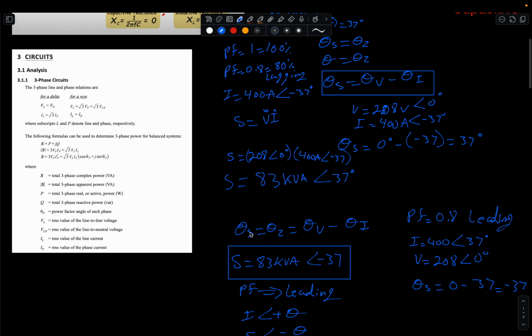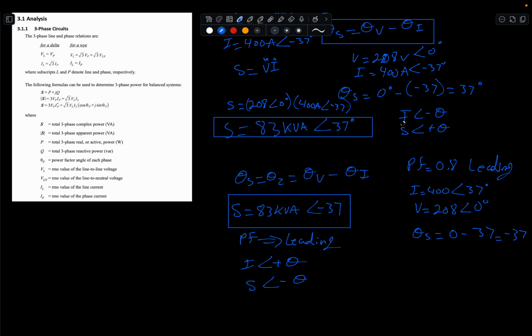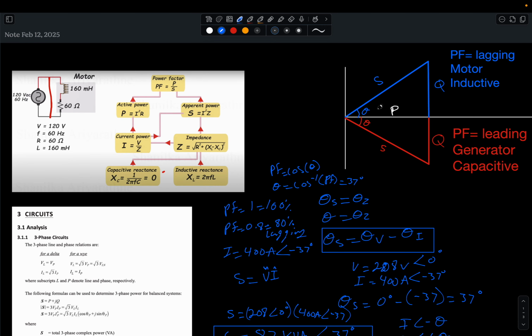And same concept here. What did we say here? This was a lagging, so S is positive. So once again, this is the stuff you need to be mindful of here. You can see, because it's lagging, I know that I is a negative theta, but for S, it's going to be positive theta. You could see the relationship here and here. So going back, now you kind of get the idea why when power factor is leading, S is actually negative, and when the power factor is lagging, S is positive.